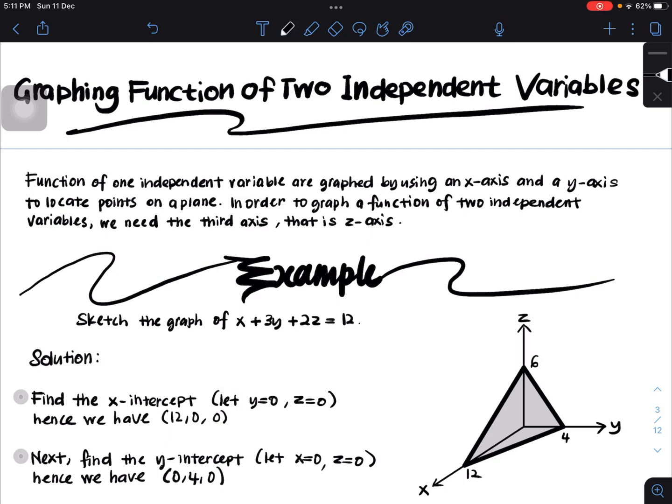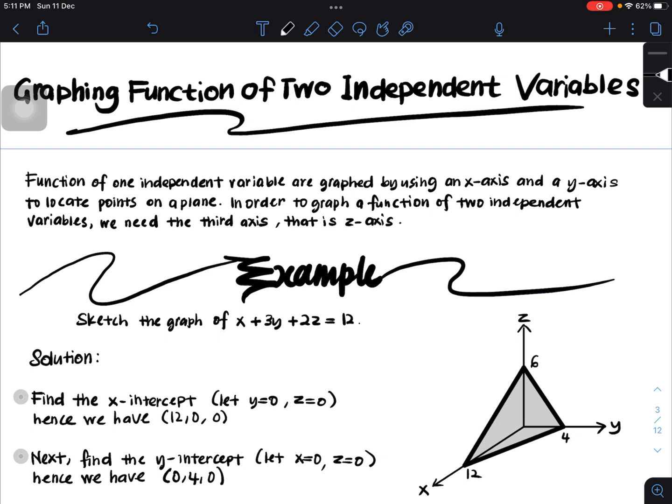Okay, now we want to see how to graph a function of two independent variables. It's actually the easy one, because before this we learned how to graph a function with two variables, x and y. That is easy. It might be a linear function, a quadratic, or a cubic function. But now we want to see how to graph a function of two independent variables, which means it involves three variables. Usually it will be x, y, and z.